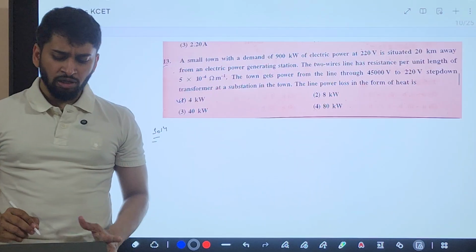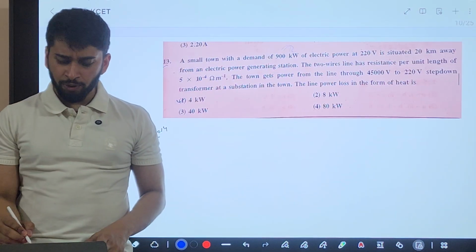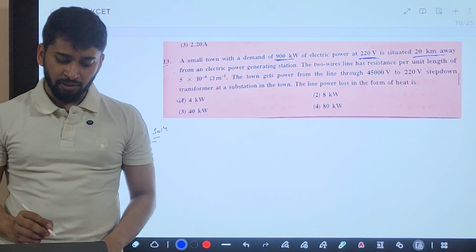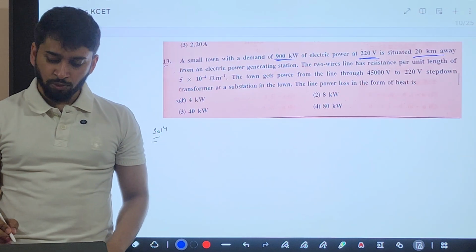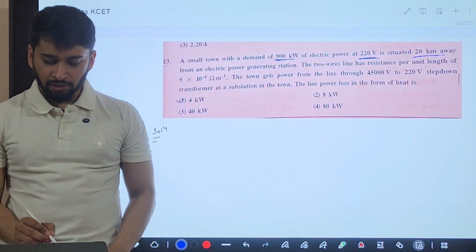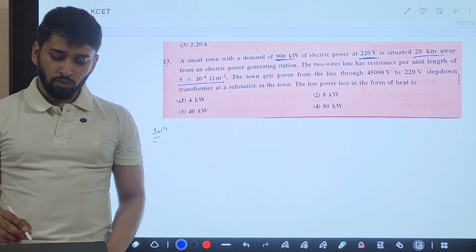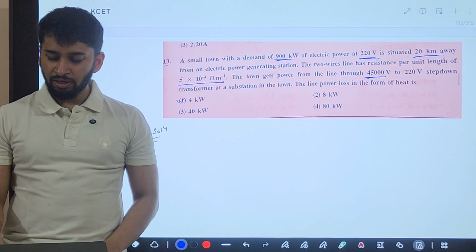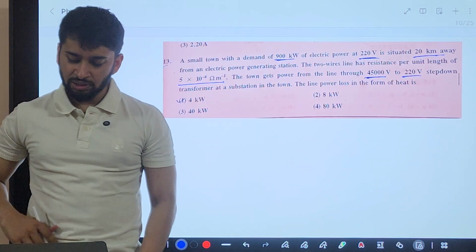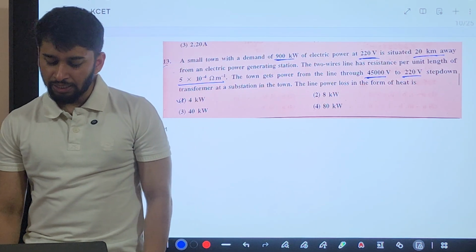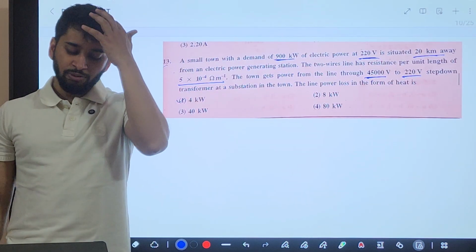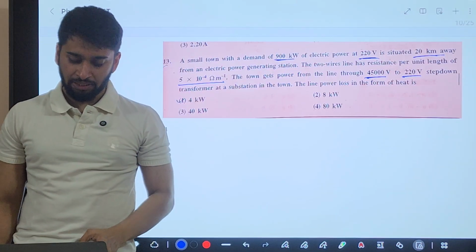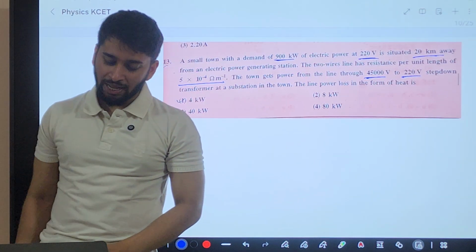A small town with a demand of 900 kilowatt of electric power at 220 volt is situated 20 kilometer away from an electric power generating station. The two-wire line has resistance per unit length of this much. The town gets power from the line through a 4,500 volt to 220 volt step down transformer at a substation in the town. The line power loss in the form of heat. So we just need to figure out the amount of heat generated. Heat will be generated because of the I square R. So you need to look at the I square R part.